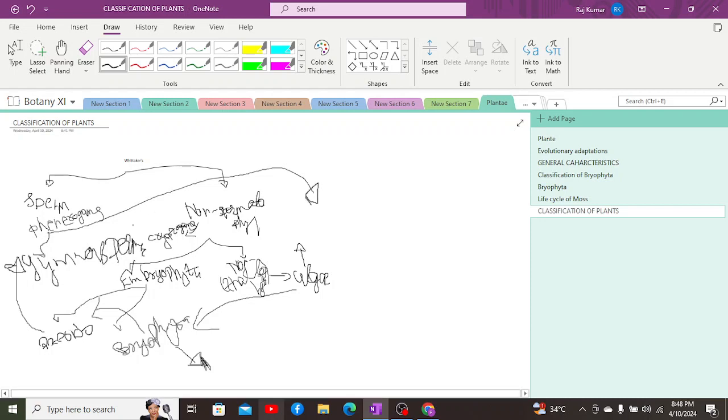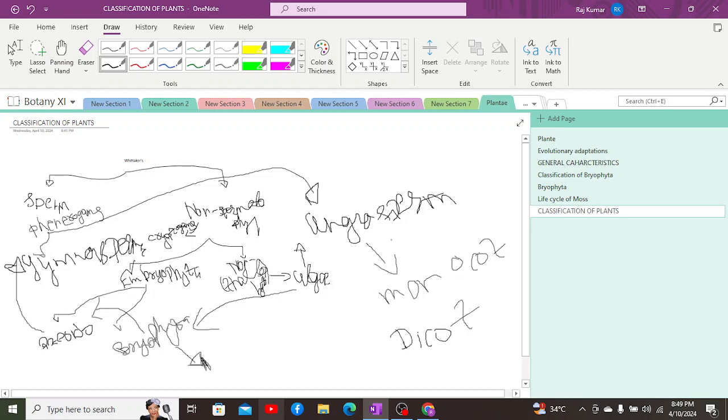Gymnosperms were those plants which were spermatophyta, seed producing but non-flowering plants. After the non-flowering plants, we had flowering plants, named angiosperms. These were the first flowering plants. So from the gymnosperms there was evolution of angiosperms, and from the pteridophyta there was evolution of the first spermatophyta, gymnosperms. Angiosperms are further classified into monocot and dicot, such that from the monocot there was evolution of the dicot.